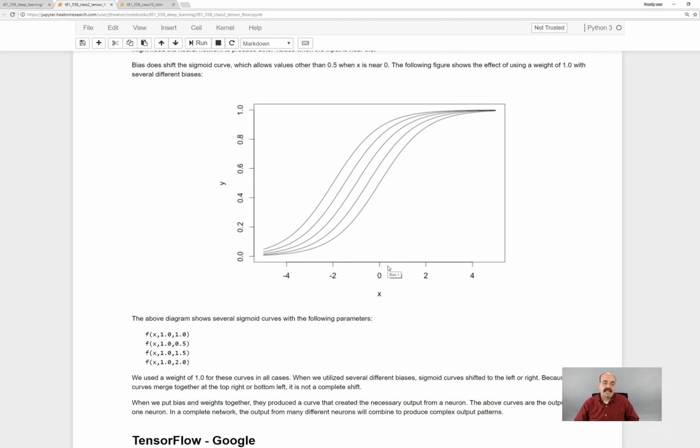Okay, this is the end of part 1 for this module. In the next part, we will take a look at TensorFlow and start to see how we can actually construct some of these neural networks in code.